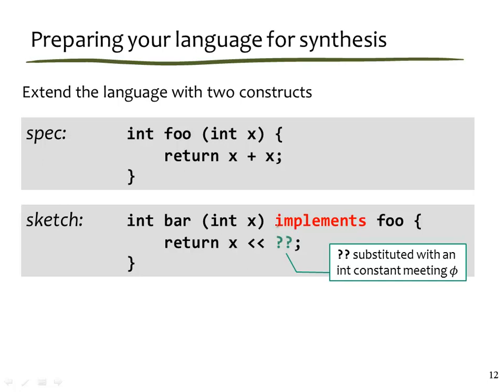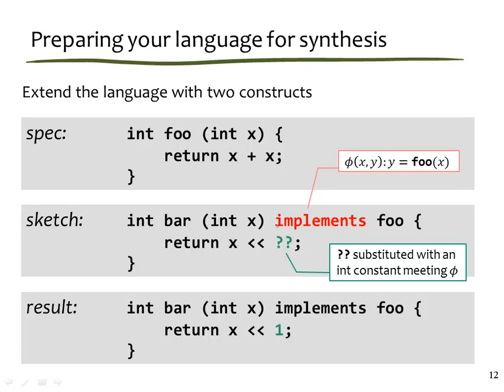And what is the specification? Well, it's given by the implements keyword in this case, and what it says is that the specification and the sketch, after the sketch is completed, must compute the same value, must agree on all inputs. And so the result in this case, of course, is a program where the hole is replaced with constant 1, because if you shift x to the left by 1 bit, you obtain the value x plus x. So it's not a particularly difficult synthesis problem. But this is what it takes to get your language ready for synthesis.